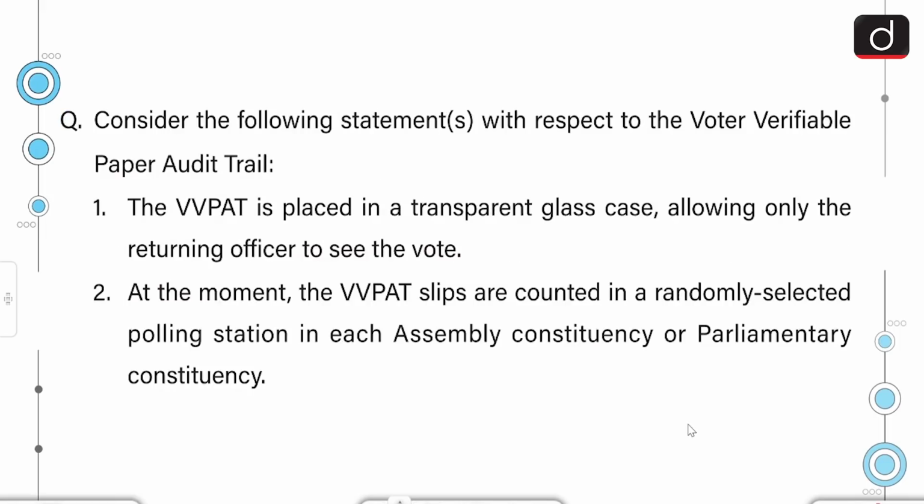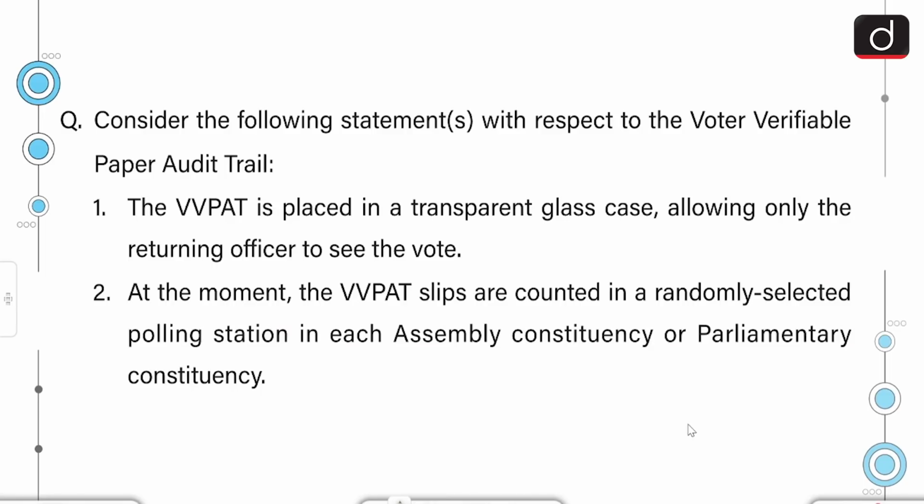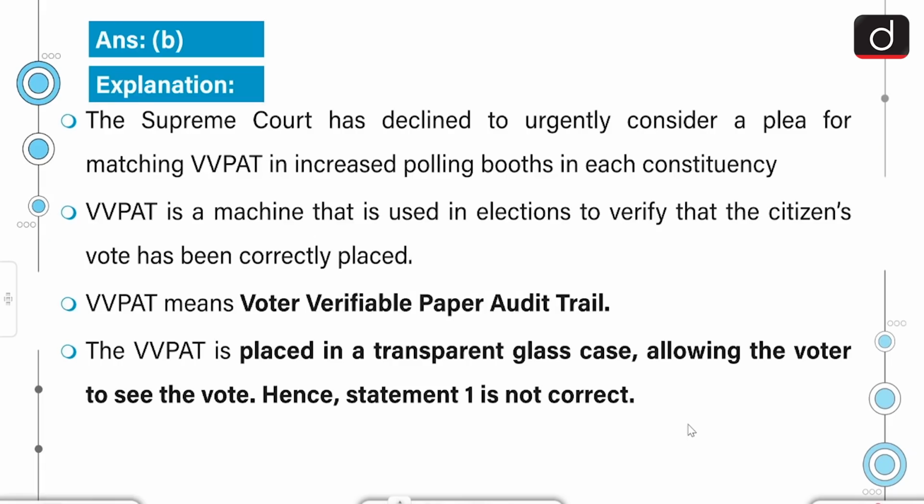Consider the following statements with respect to the voter verifiable paper audit trail. The VVPAT is placed in a transparent glass case, allowing only the returning officer to see the vote, and at the moment, the VVPAT slips are counted in a randomly selected polling station in each assembly constituency or parliamentary constituency. We have to select the correct statement. Second is correct. B is the correct answer.